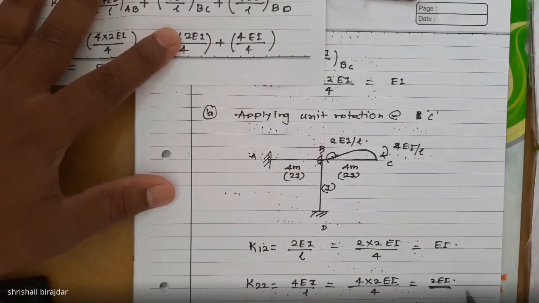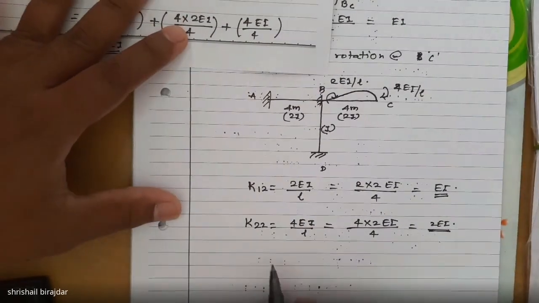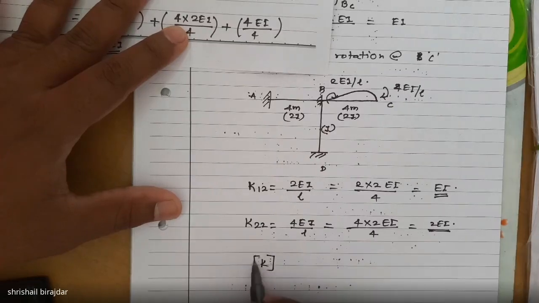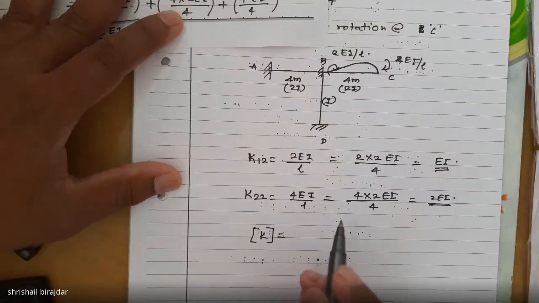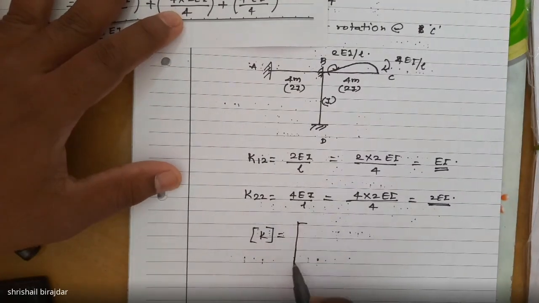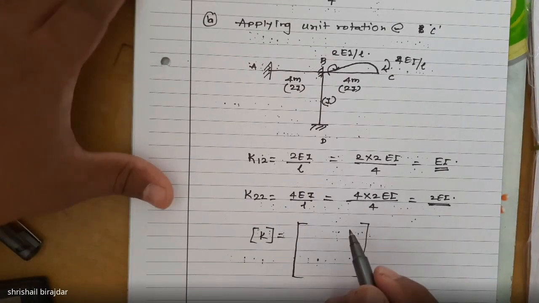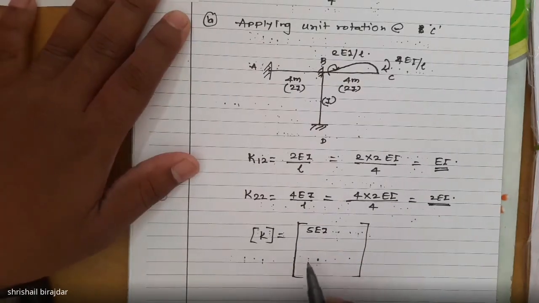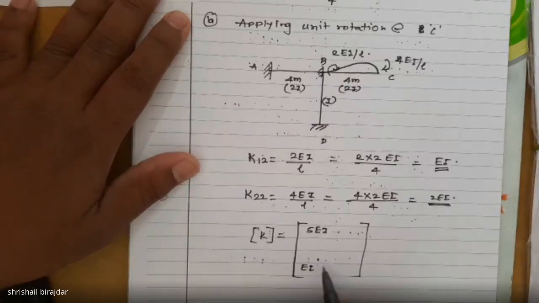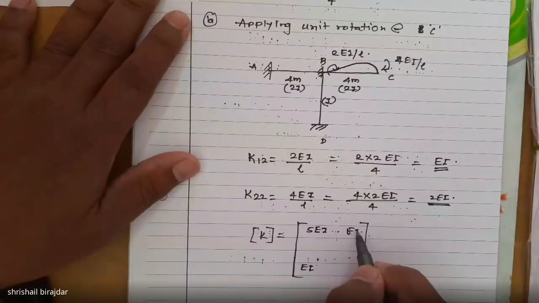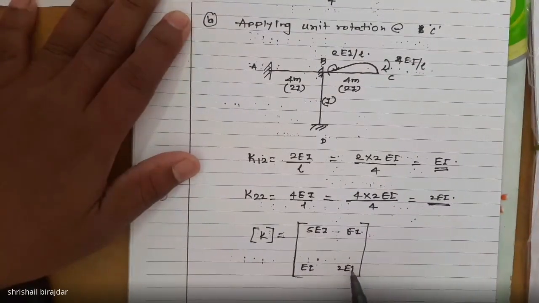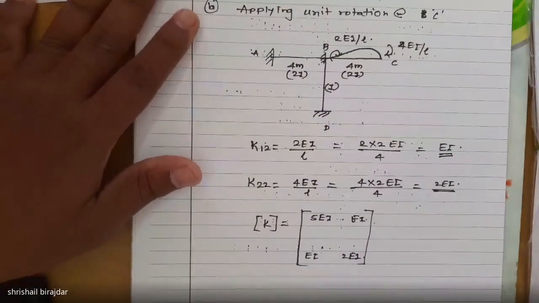Okay, here completes our matrices. You just try to write the matrix: 5 EI, EI, here EI, and 2 EI. Okay, here completes the matrix.